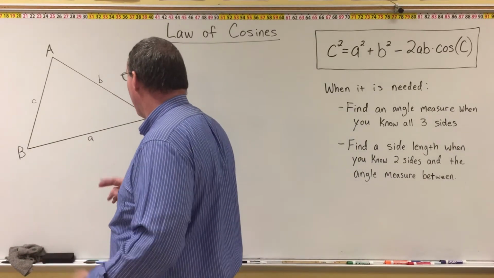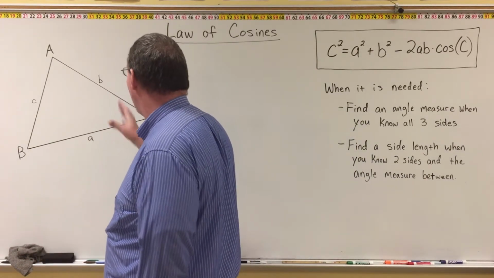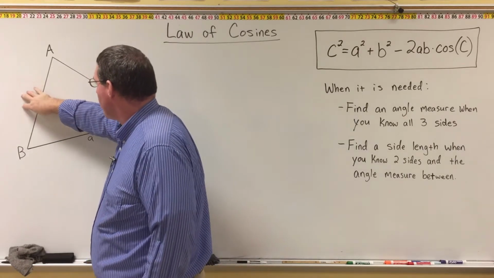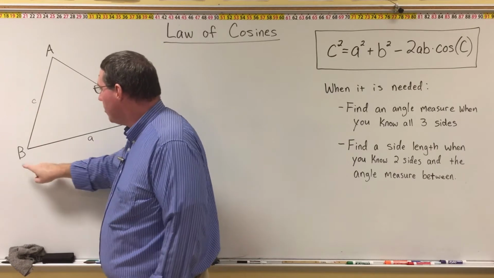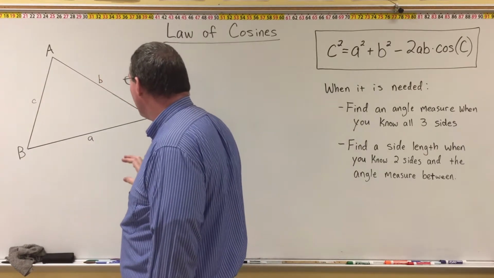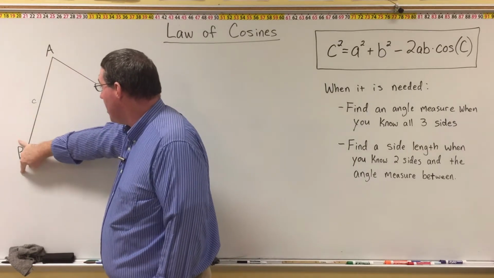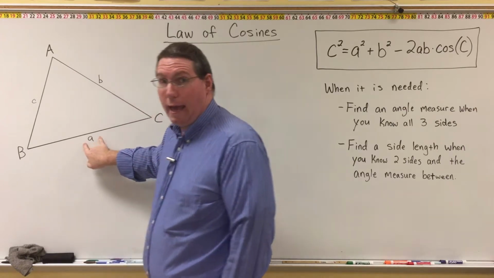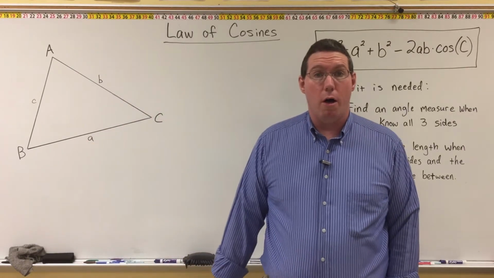The other possibility was, if we knew sides B and C, we either needed to know angle B or angle C. If we knew angles A and B, then we either needed to know side B or side A, okay, in order to use the law of sines.